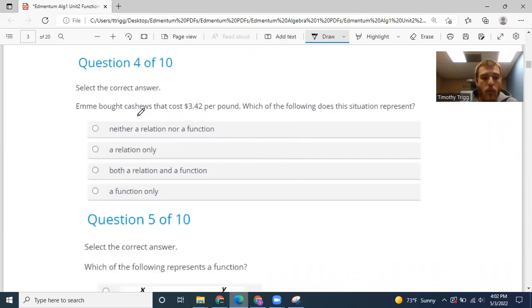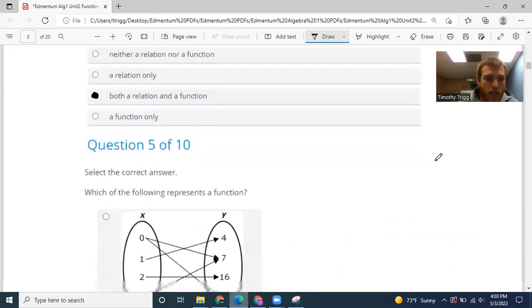Emma bought cashews that cost $3.42 per pound. Which of the following does the situation represent? Both a relation and a function. If it's a function, it's automatically a relation. So every function is a relation, but not every relation is a function. This one is a function because it's $3.42 per pound. Each weight has a different price, and weights don't get repeated. For a particular weight, it gets a price. There's not going to be a weight that costs 2 different prices. That doesn't make sense.